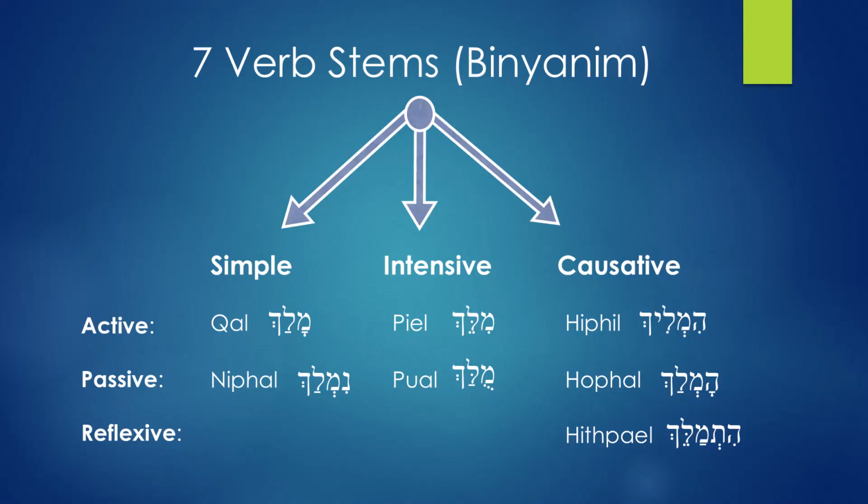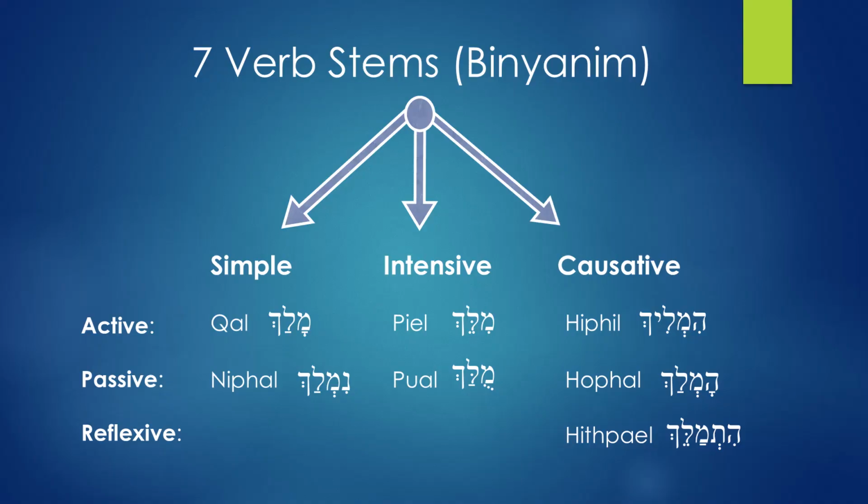So the stems show the voice, and also the stems show us the type of action. What kind of action is being talked about? It can be a simple action, intensive, or causative. So think of stems like different lenses through which the same action is expressed. So the binyan defines whether a verb is active, passive, or reflexive. The voice can be active, passive, or reflexive.